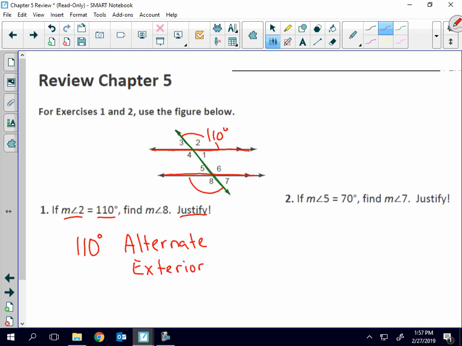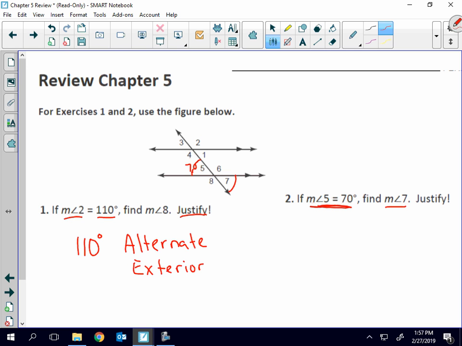All right, for number 2, I'm going to erase what I have here so that I can do this. It's the same picture, but now we have different measures. Now we're talking about angle 5 being 70 degrees. So here's angle 5, it's 70, this little teeny angle here, going from there to there. So if that one is 70, we want to find angle 7. Does angle 7 also look small or acute? To me, yes, it does. That means they're the same.